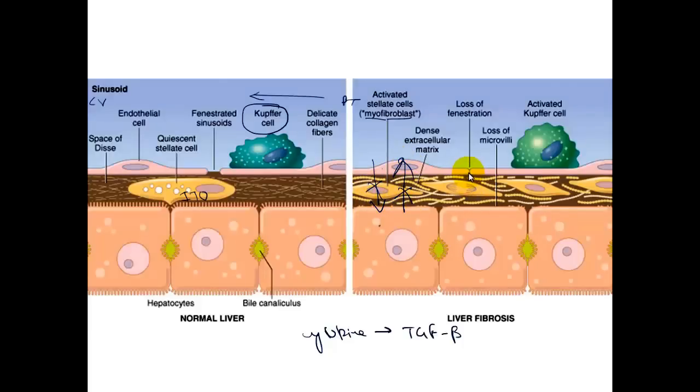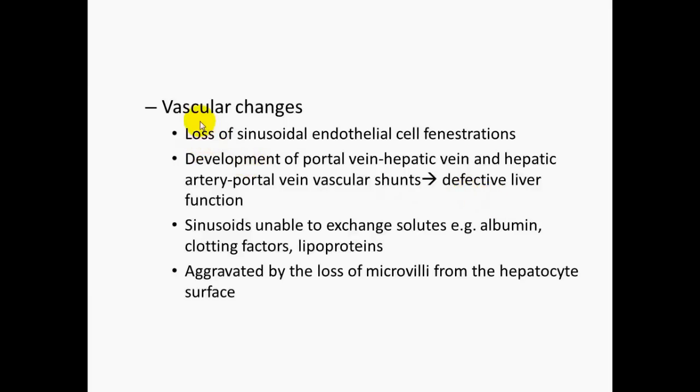And there are loss of fenestration, the loss of microvilli, the Kupffer cells get activated. All these things are going to produce a number of fibroblastic growth factors and is going to cause fibrosis. Now coming to the vascular changes, there is loss of sinusoidal endothelial cell fenestrations. We have seen that there is development of portal vein, hepatic vein, and hepatic artery portal vein vascular shunts. There will be portosystemic shunts which will be seen, and all these things are going to cause a defective liver function. So these shunts are going to shunt away the blood. That means from the portal vein towards the hepatic vein, or from hepatic artery towards the portal vein, there will be a shunting of the blood, and these things are going to cause defective liver function.